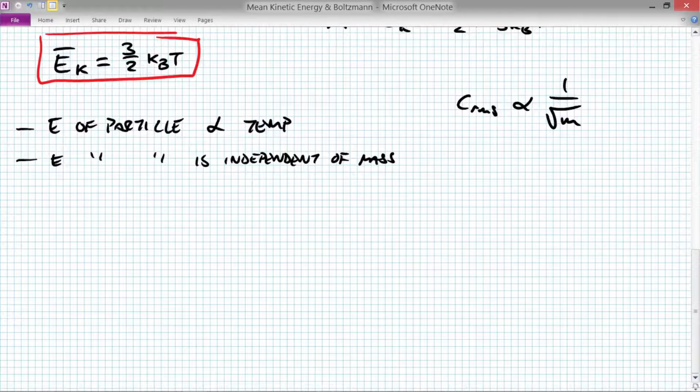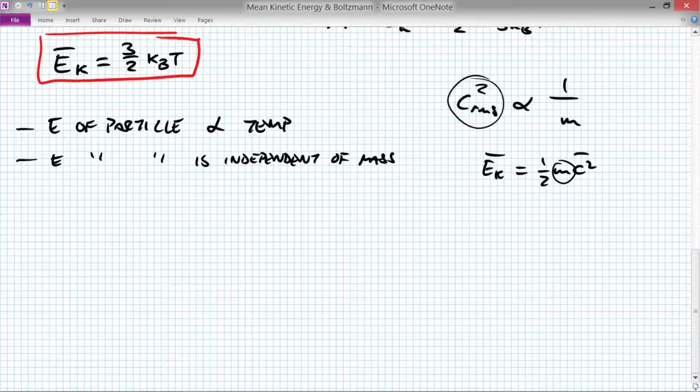So if we go back to that equation we had before, half m mean c squared, what this is actually saying is, if I square both these sides, that's going to get rid of the square root. If I increase my mass, I'm going to decrease my mean c squared, and vice versa. If I speed up my particles, the only way I can do that is by decreasing the mass. So these two are so intertwined that it renders mass independent of the energy of a particle.